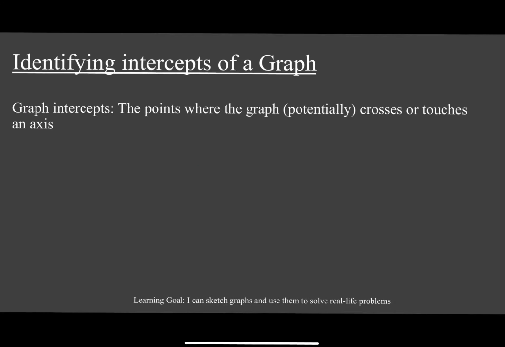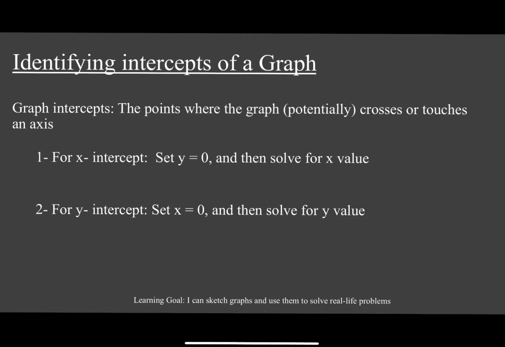So the last thing we got to talk about in this section is identifying intercepts of a graph. The intercepts of a graph are just the points where the graph crosses or touches either the x or the y axes. And to find these intercepts, we have to check each one of the axes. So in order to find the x-intercept, we have to set y equal to 0, then solve for the x value. Likewise, if we want to find the y-intercept, we're going to set the x equal to 0 and then solve for the y value. So in short, if you're going to find the x-intercept, you're going to set y equal to 0, and if you're going to look for the y-intercept, you're going to set x equal to 0.